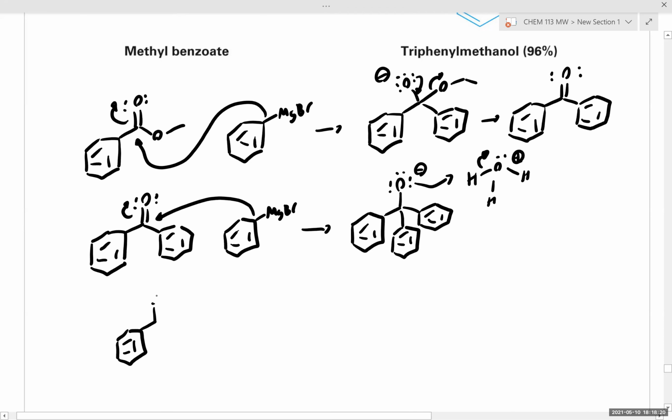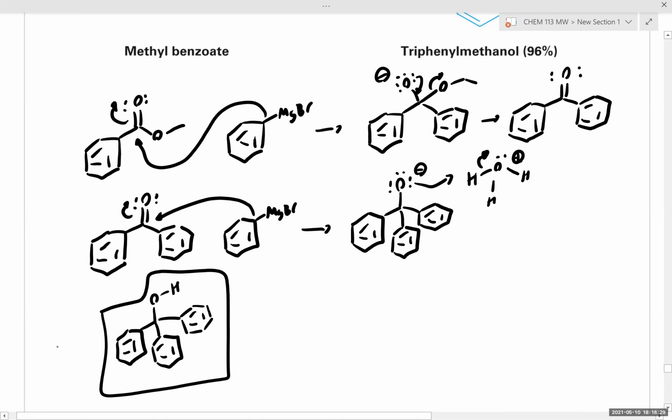Does this reaction look familiar to everyone? And does this mechanism for the reaction of Grignard reagents with esters make sense? Any questions on this reaction and the mechanism for this reaction? Any questions that I can address? Okay.